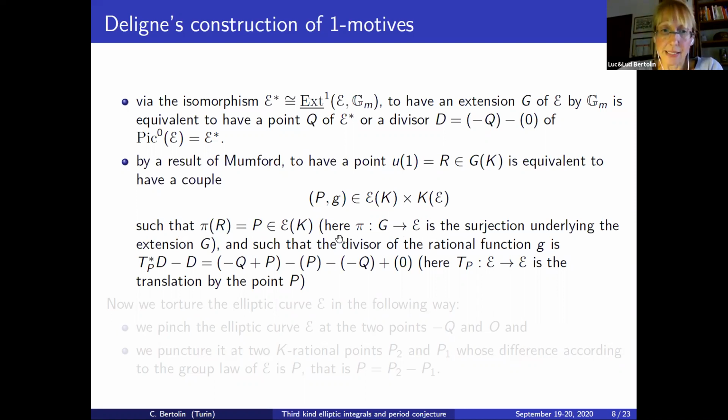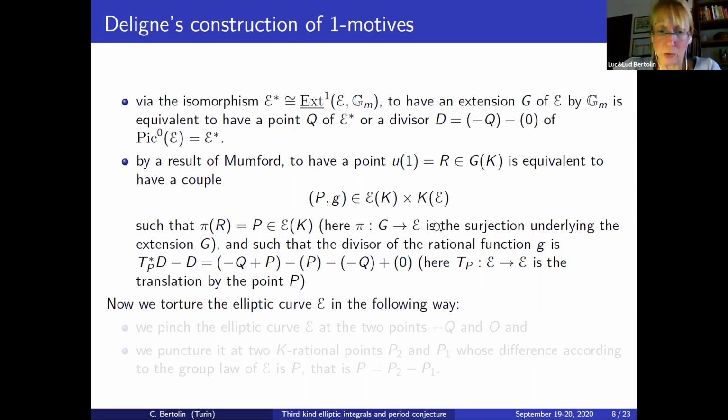And the rational function g is a rational function such that the translate by P of the divisor minus such divisor will be minus Q plus P minus Q plus 0. So to have a point R in the semi-abelian variety is just to fix a point in the abelian variety and this rational function.